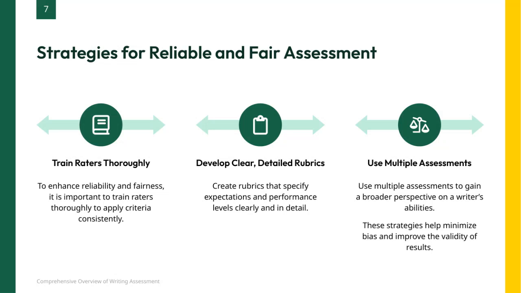To ensure our assessments are both reliable and fair, the first thing we need to do is train our raters thoroughly. This means making sure everyone applying criteria understands them deeply and applies them consistently, so the results are as objective as possible. Next, developing clear and detailed rubrics is crucial. These rubrics should clearly outline what we expect and define performance levels in detail. That way, everyone knows exactly what good work looks like and how different levels of quality are distinguished.